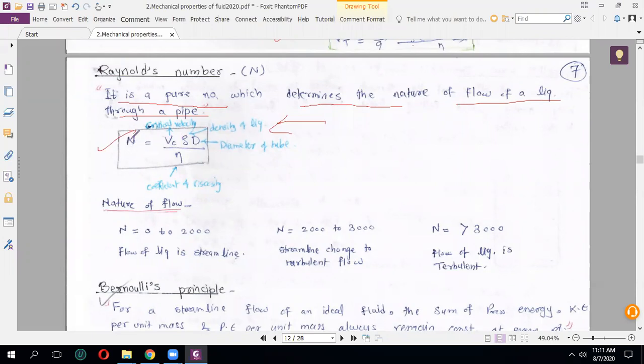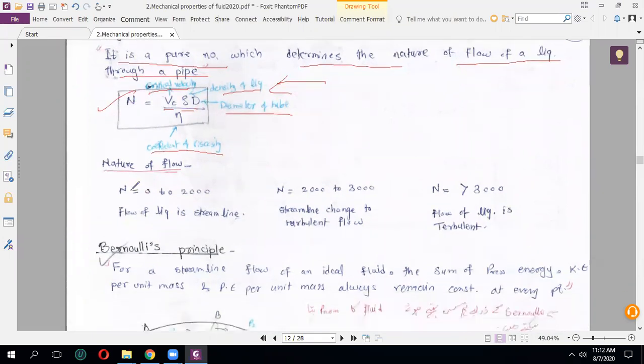Okay, students, so the formula is N is equal to Vc rho D upon eta. Here Vc is nothing but the critical velocity, rho is the density of the liquid, capital D is the diameter of the tube, and eta is the coefficient of viscosity. Okay, students.